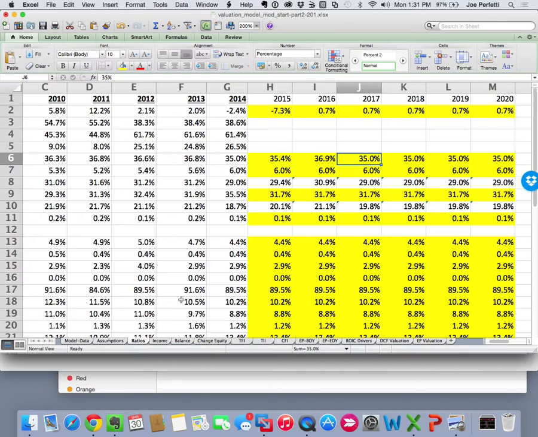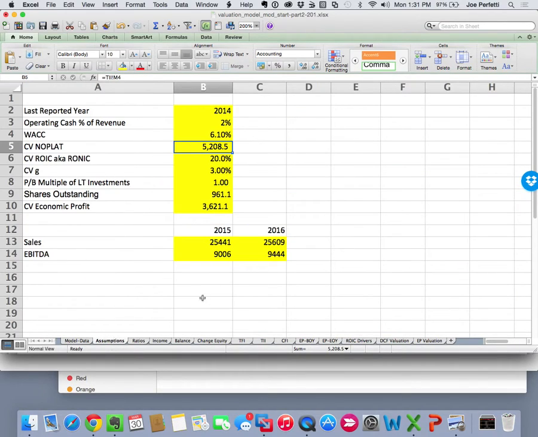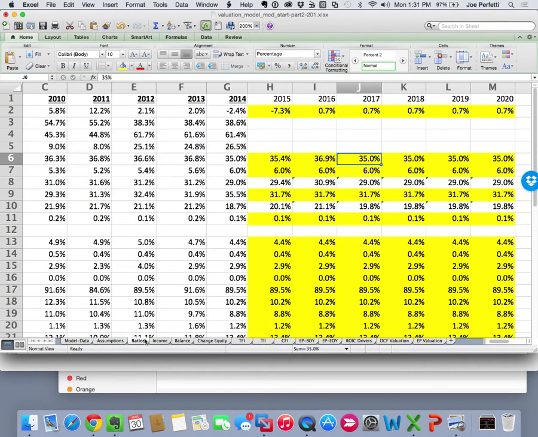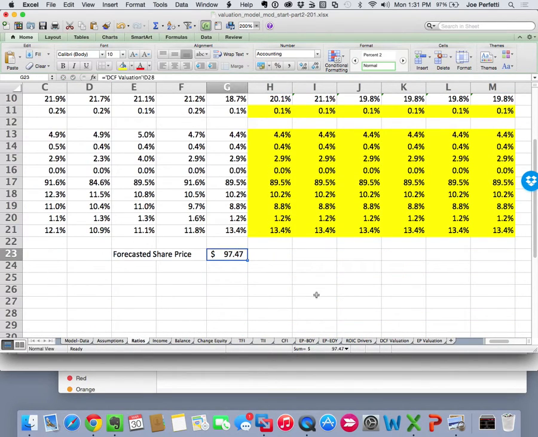So the final step is, I don't think that they're going to have a CVG of 3%. I think it's going to be lower. The last couple of years they've been growing at 2%. I'm predicting 1% going forward. So I think in a perpetuity, McDonald's is going to underperform the economy. Right? So I'm going to change that to 2% and see what happens. If I look back at my share price, that works out to $97.47 a share.